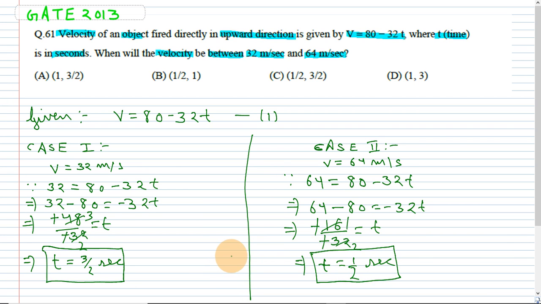So the time range is from 1/2 seconds to 3/2 seconds. It is the time interval in which the velocity will be between 32 and 64 meter per second. So according to this, the correct option will be C. Now let's move to the next question.